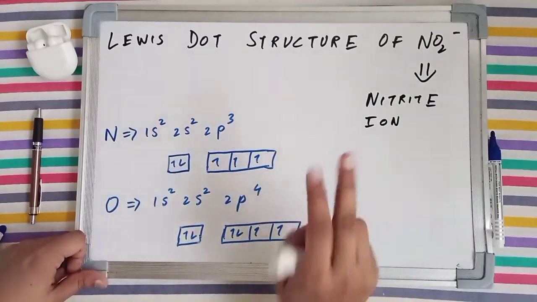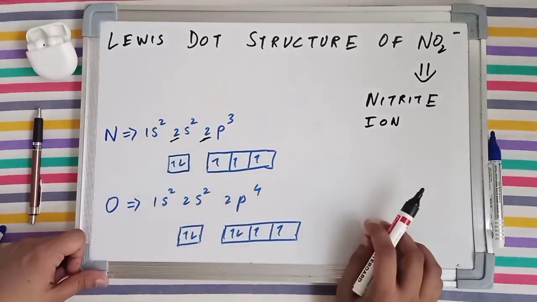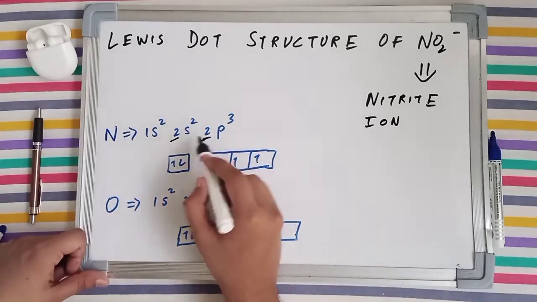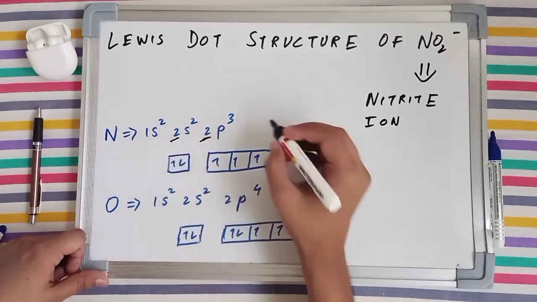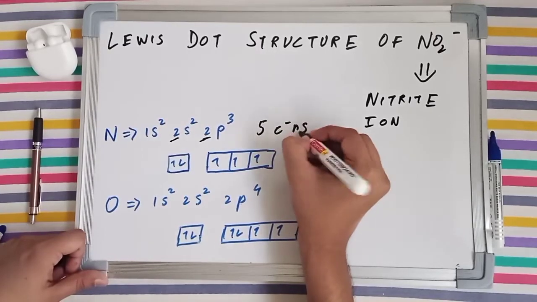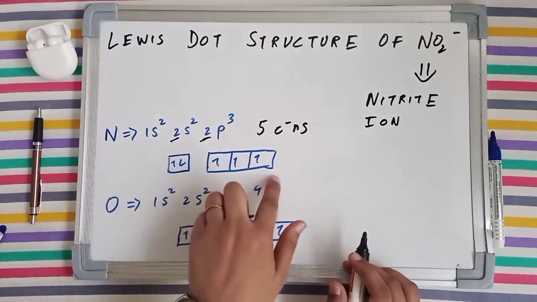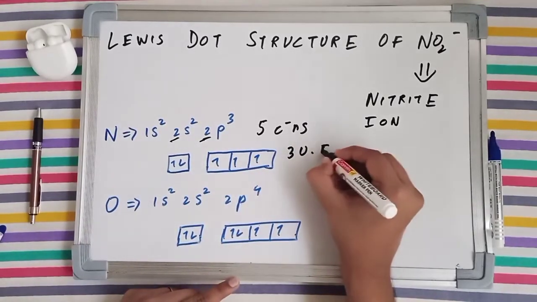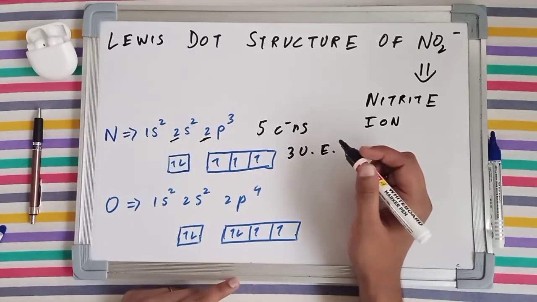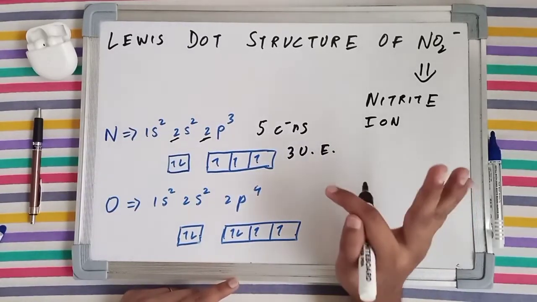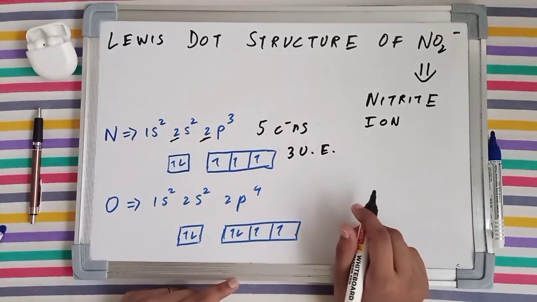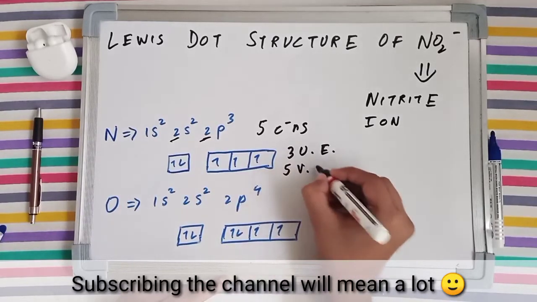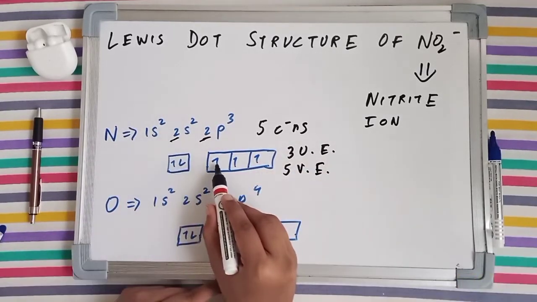Its valence shell is the second shell, having 5 valence electrons, because valence electrons are those electrons which are present in the valence shell, and here our valence shell is the second shell having 2 plus 3, 5 valence electrons. Here is the orbital diagram. See, here are 3 unpaired electrons, which means that nitrogen will make 3 covalent or single bonds. And the number of valence electrons is 5: 1, 2, 3, 4, 5.